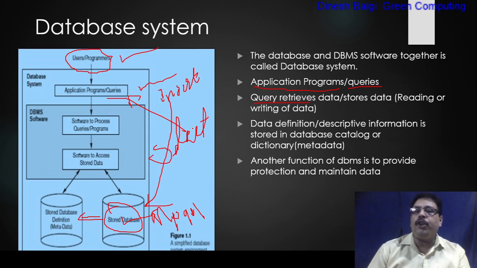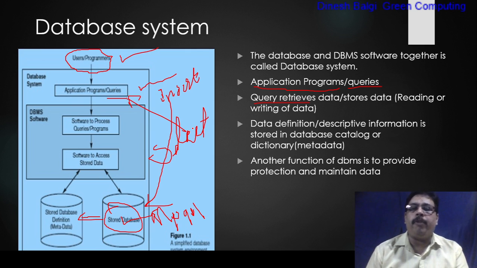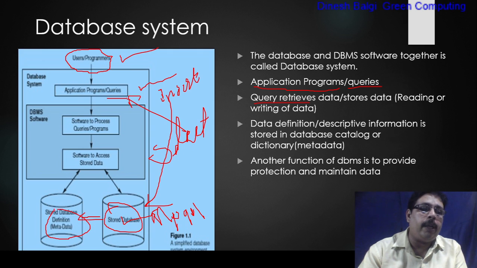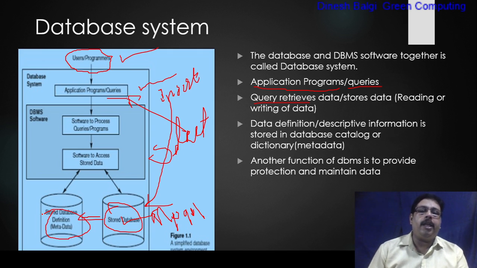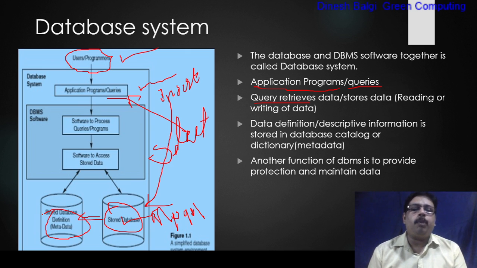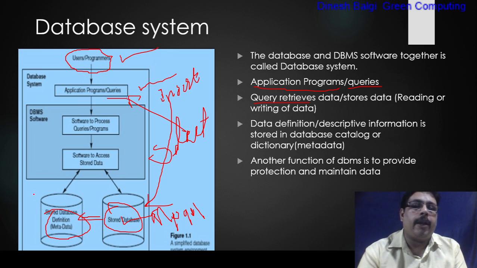Here the data definition, or descriptive information, is stored in the database catalog. This is what we call metadata. It is a catalog where most of the information is kept regarding table creation and insertion of records. All this information we will have in the metadata.